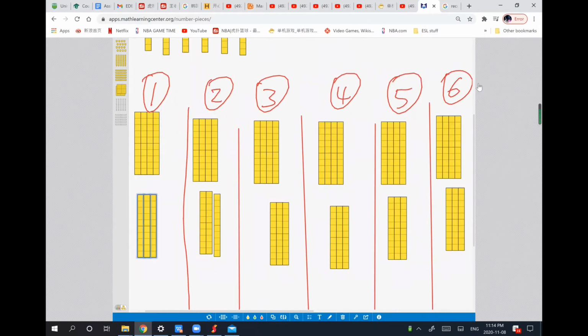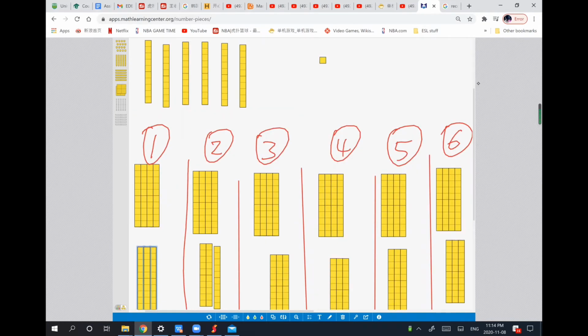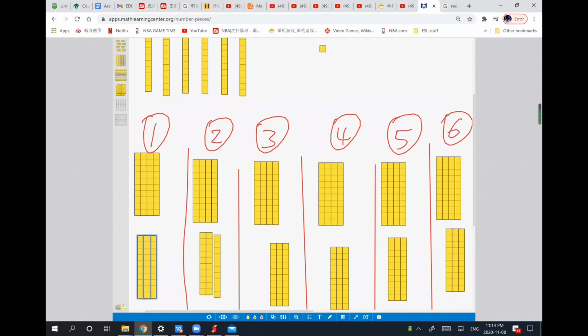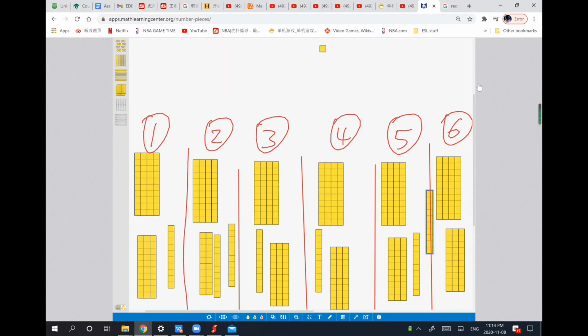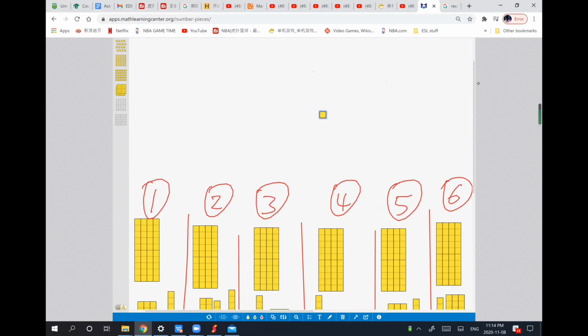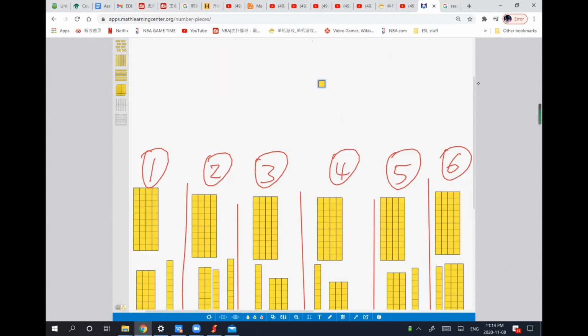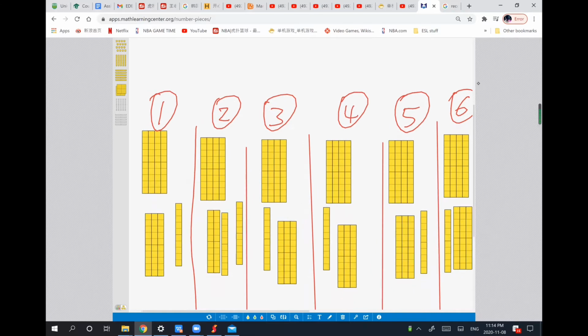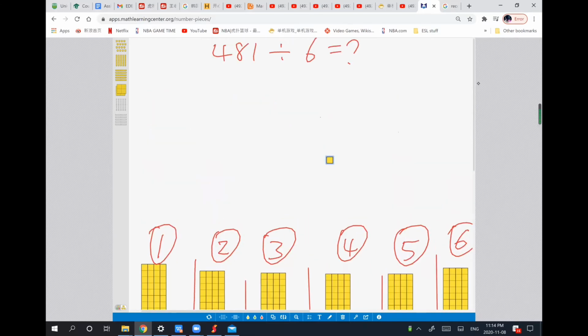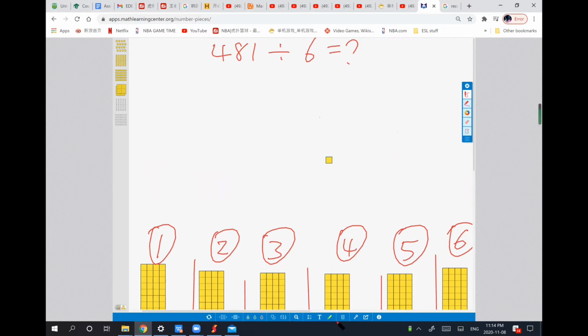So each group received 3 more tenths, and now I have 6 tenths left. I can actually give each group just 1 more. And I have 1 left, and I cannot give 1 equally to 6 groups. So my answer would be each group has 8 tenths, so that would be 80. So my answer would be 80 with a remainder of 1.